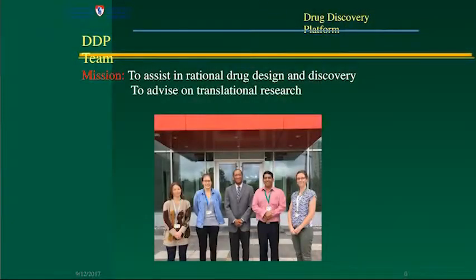Here's the group that initiated the platform, and you can see me in the middle here. Our purpose in this platform is to assist all investigators from the institute in designing new drugs, and also, of course, the development as well. And we consult and advise on translational research in our institution.